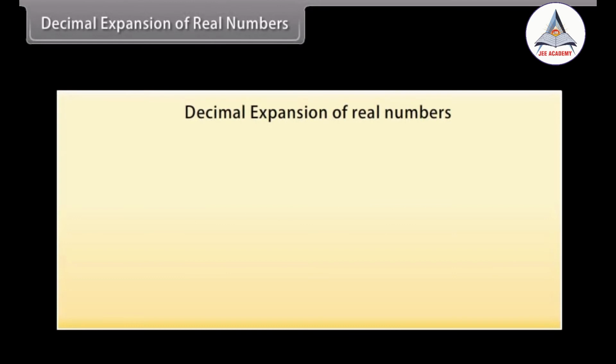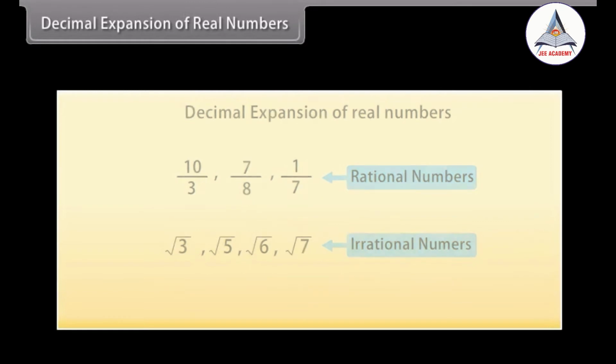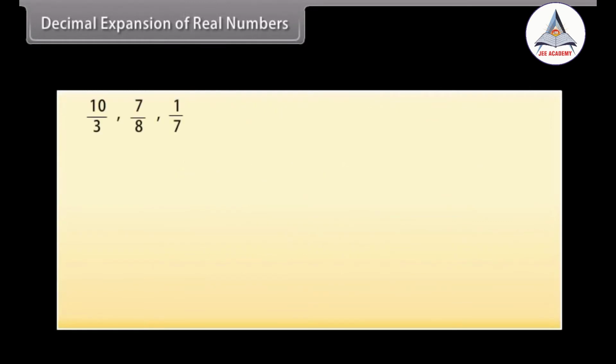Decimal expansion of real numbers. We have learnt about the real numbers. Now we will look at the decimal expansion of real numbers. By this expansion, we can distinguish between rationals and irrationals. Let us first take rational numbers. We will find the decimal expansion of these three numbers.